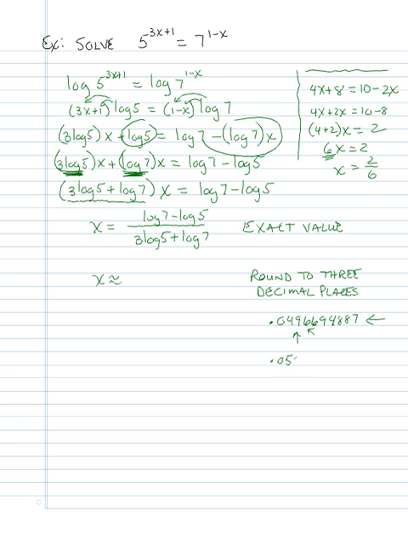0.050. We wouldn't normally put that last 0, but we have to put that to indicate that that is what the 3rd decimal place is when we round to 3 decimal places. If we put 0.05, it might be misunderstood that we just rounded to 2 decimal places. So the correct answer here, if we're to round to 3 decimal places, is 0.050.